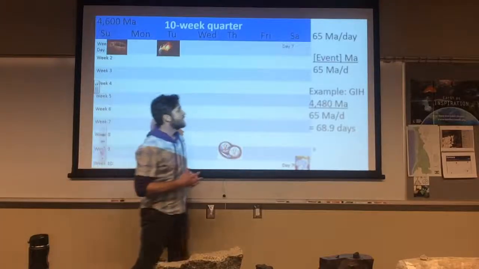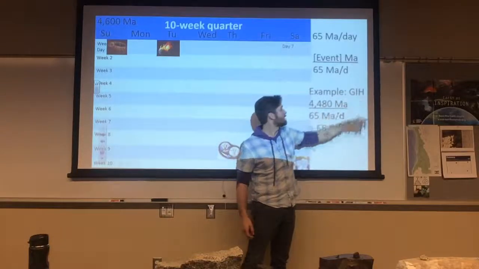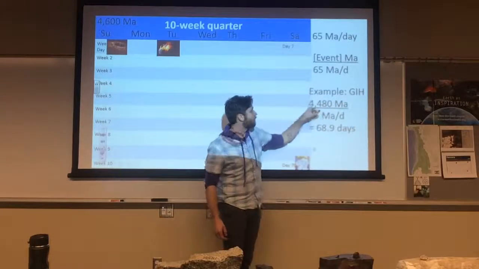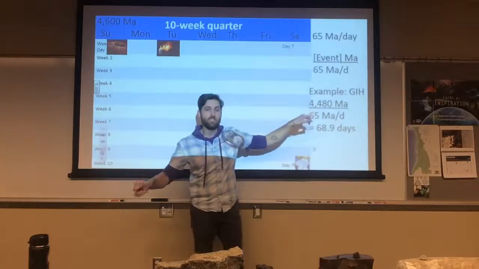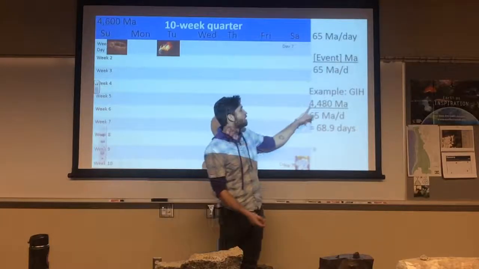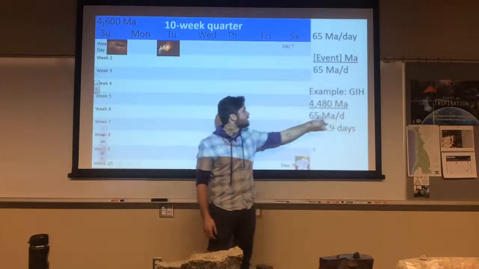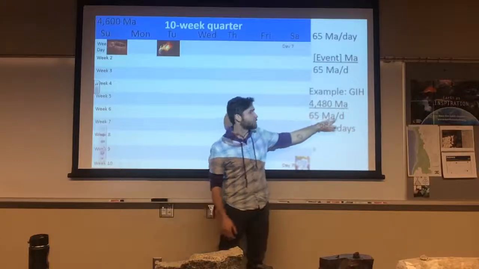So for instance, if we want the giant impact hypothesis here, that happened 4.48 billion years ago, or to expand that into a million-year nomenclature, 4,480 million years, divided by 65 million years per day.